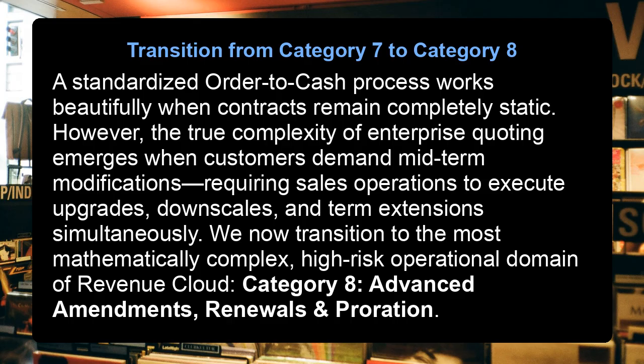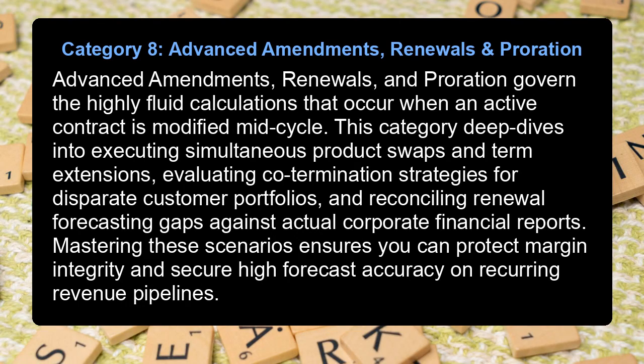Category 8. Advanced Amendments, Renewals and Proration. Advanced Amendments, Renewals and Proration govern the highly fluid calculations that occur when an active contract is modified mid-cycle.